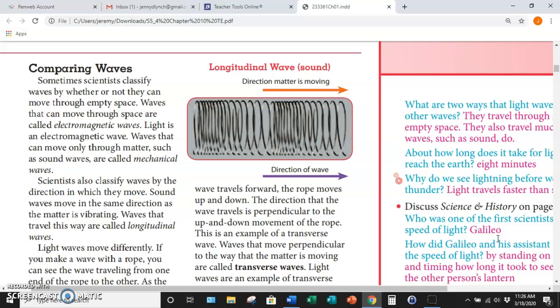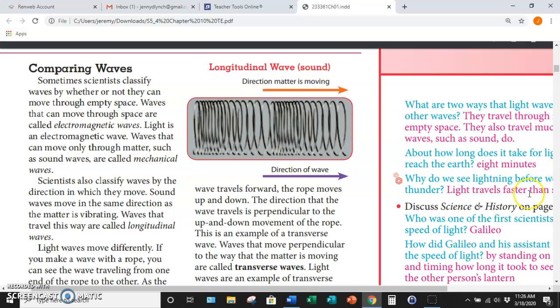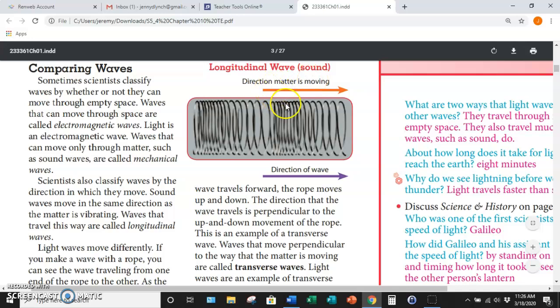Scientists also classify waves by the direction in which they move. Sound waves move in the same direction as the matter is vibrating. Waves that travel this way are called longitudinal waves, which is this right here. So we had that slinky thing. We talked about compressions and stuff like that last time. So, here's our compression. But this is the direction the matter is moving, the direction of the wave. They go in the same direction. So longitudinal.